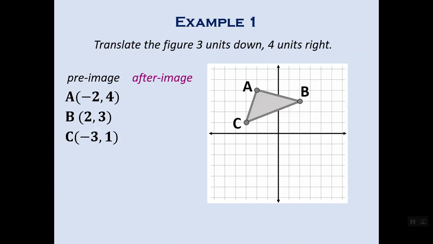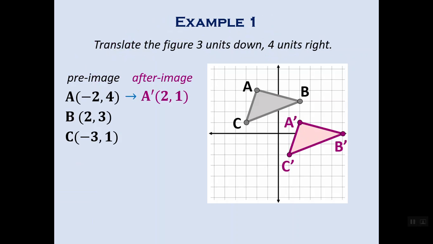right. I'd like you to pause the video and graphically do example 1 as you know how to do it, and come back when you're finished. Here's our after image created by our transformation, where we translated 3 units down and 4 units to the right. We're going to go ahead and write the ordered pairs for the new vertices of our after image.